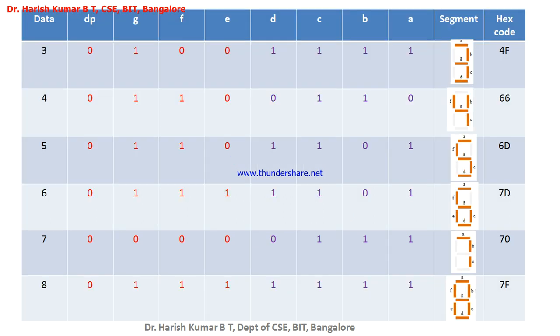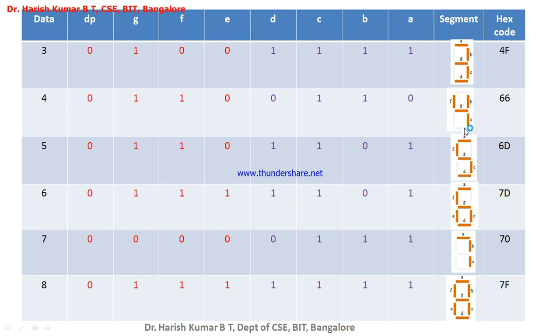Now similarly, for displaying 3, these are the LEDs that should be glowing. Wherever 1 is there, I want all those LED segments to be glowing, and the data I got is 4F. And similarly for displaying 4, see, I don't want A to be glowing, it is 0. I don't want D to be glowing, it is 0. And I don't want DP, the decimal point, to be glowing, and it is also made 0.